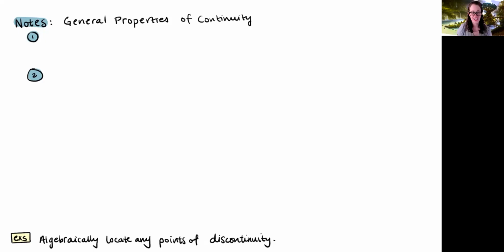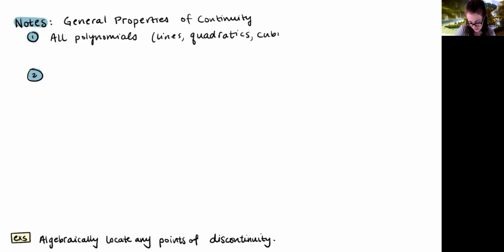The first general property is that all polynomials, so remember that is powers of x added and subtracted together, made with numbers in the front, don't have any denominator with variables in the bottom. Lines are polynomials, quadratics are polynomials, that's the second degree. Cubics are polynomials, that's the third degree. Quartics are fourth degree, quintics are fifth degree. You could keep on going, just anything like that.